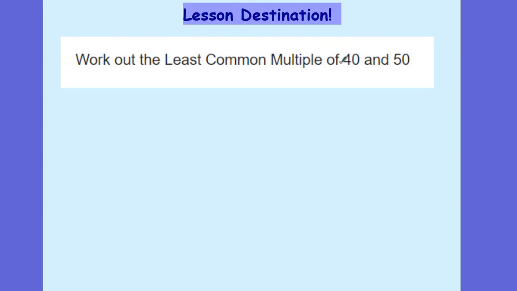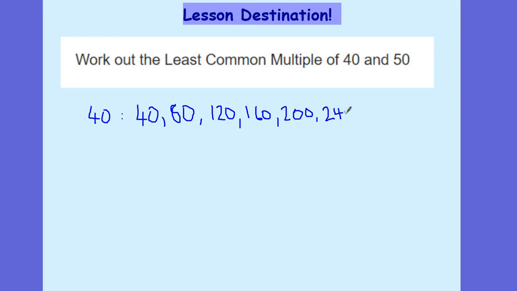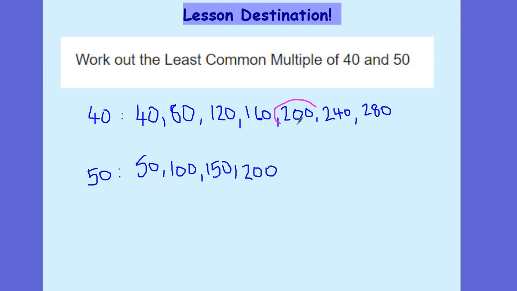Slightly trickier one now. We've got the lowest common multiple of 40 and 50. I'm going to approach it in the same way. My multiples of 40 are going to be 40, 80, 120, 160, 200, 240, 280, etc., etc. For 50, I'm looking at 50, 100, 150, 200, and brilliant. I found a number that's a multiple of both of those. That is 200. It's the lowest one that's a multiple of both 40 and 50. So my lowest common multiple is going to be 200.